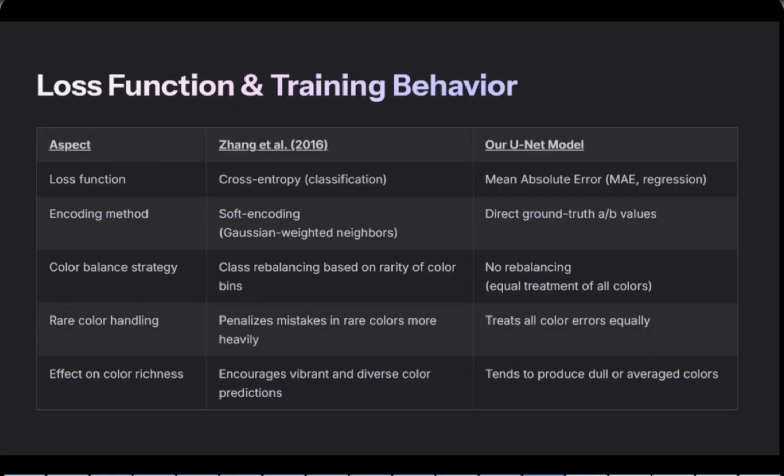dull tones. Our model, on the other hand, used MAE loss. This approach minimizes the average absolute difference between predicted and true A or B values. While stable, MAE treats all color errors equally, which may cause the model to ignore subtle differences in saturated or rare colors. As a result, our model tends to make safe and conservative predictions, while Zhang's model is trained to be more bold and expressive.